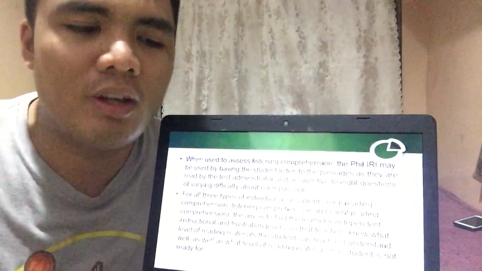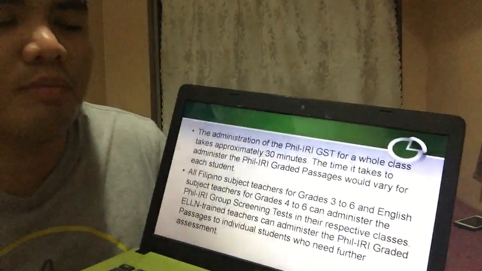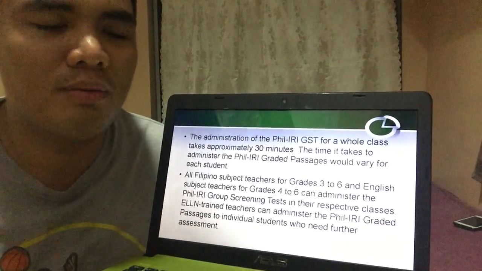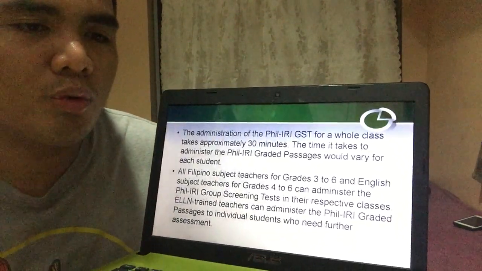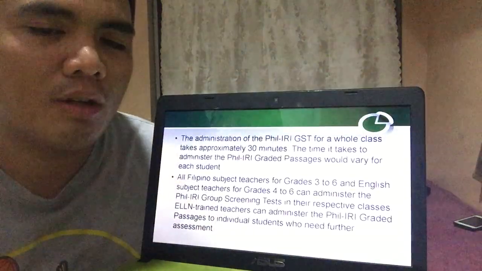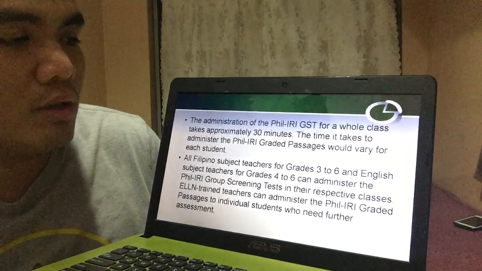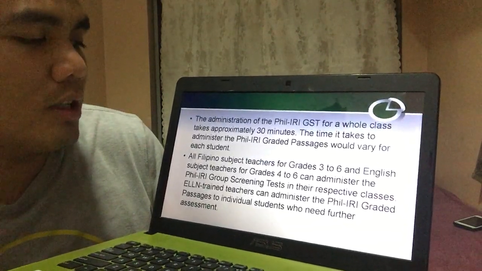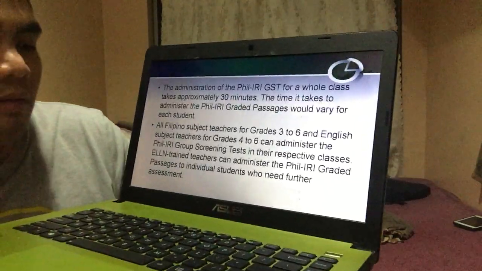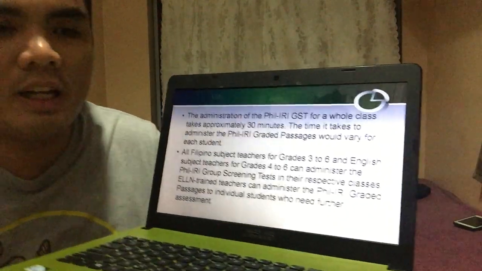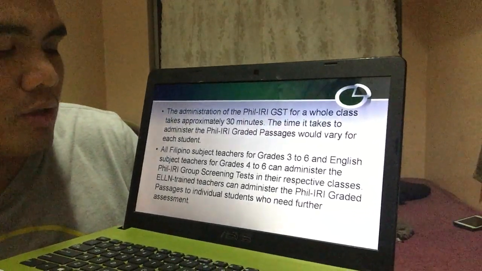The administration of the PHIL-IRI for a whole class is approximately 30 minutes. The time it takes to administer the PHIL-IRI would vary for each student, whether they are slow or fast or just middle. All Filipino subject teachers for grades 3 to 6 and English subject teachers for grades 4 to 6 can administer the PHIL-IRI group screening test in their respective classes. And ELLN trained teachers can administer the PHIL-IRI graded passage to individual students in need of assessment.